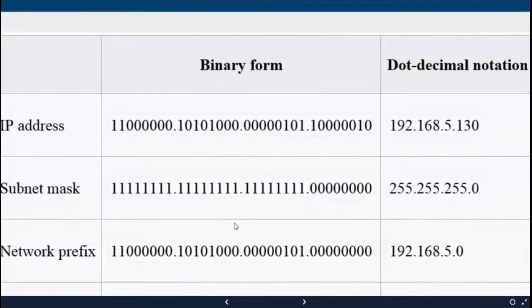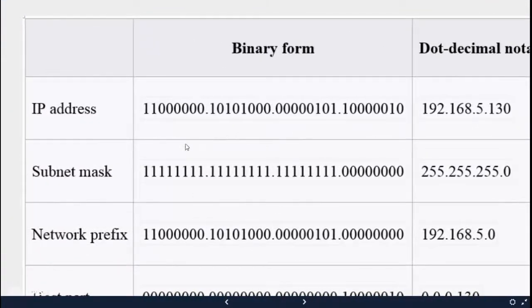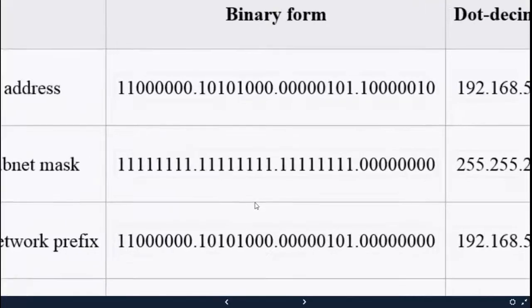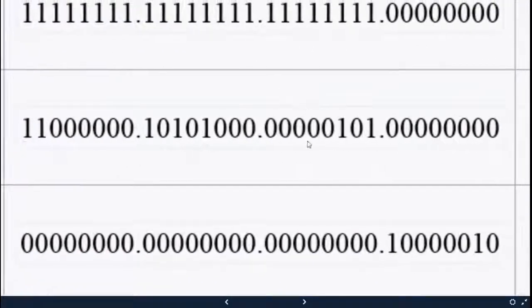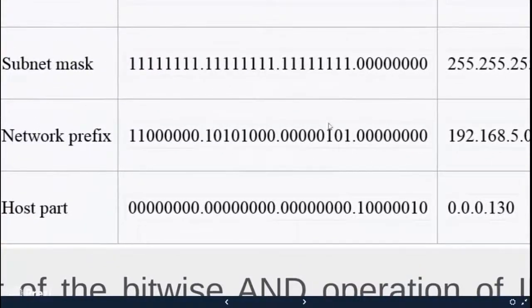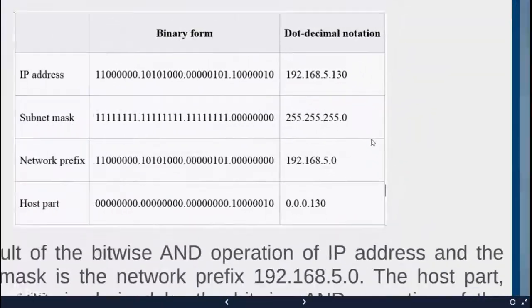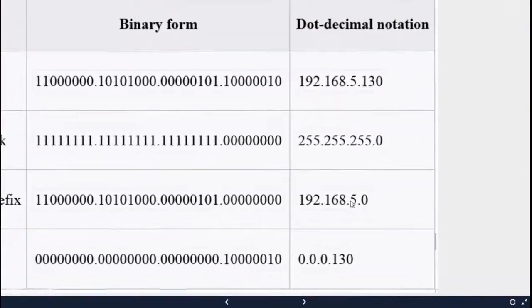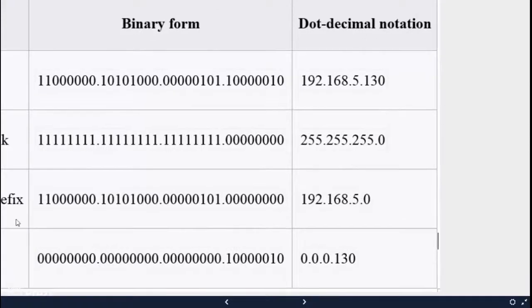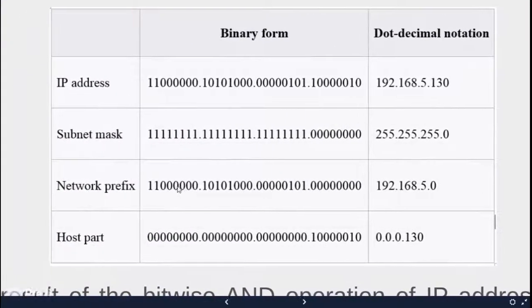If you AND the IP address and the subnet mask, you will have the network address or network prefix, which is this one below. Okay, so if you convert that also to dotted decimal notation, this is it, 192.168.5.0. So this is 192, this is 168, this is 5, and this is 0.